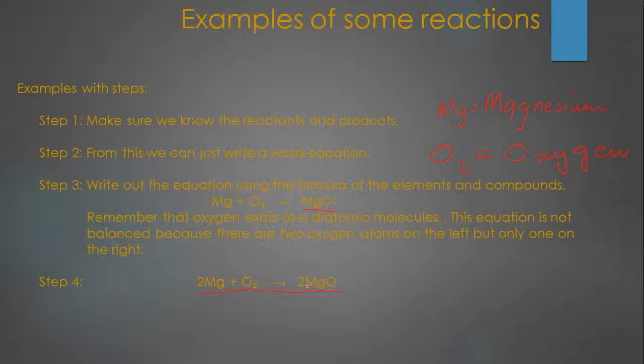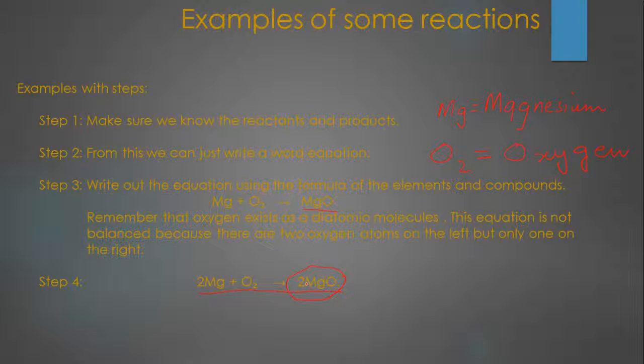So what we have done is multiplied our product side by 2. On the reactant side we just multiply magnesium with 2, while on the product side we multiplied the whole product by 2. Why did we do that? Because we cannot multiply just one element by 2; we have to multiply the whole by 2.